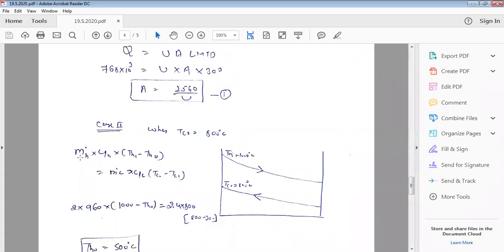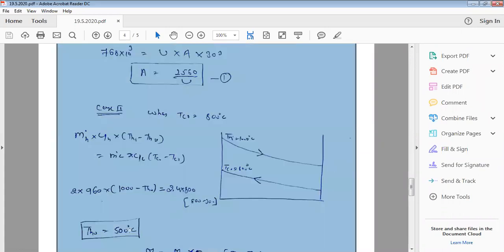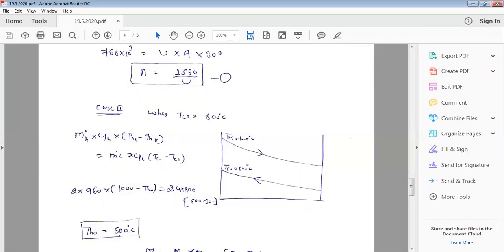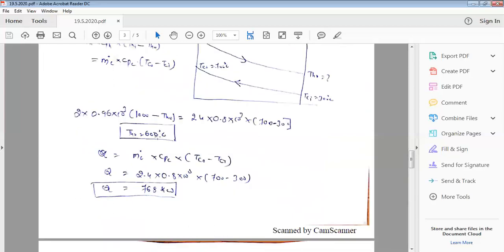Let us see again the same energy balance equation. The amount of heat lost by the hot fluid is equal to the amount of heat gained by the cold fluid. Now if I substitute all these values, mass flow rate times specific heat of hot fluid times temperature difference is equal to mass flow rate of cold water times specific heat times temperature difference. Next, the hot fluid outlet temperature we calculated is 500 degrees Celsius here. Now just see, the hot outlet temperature is 600 in the first case.